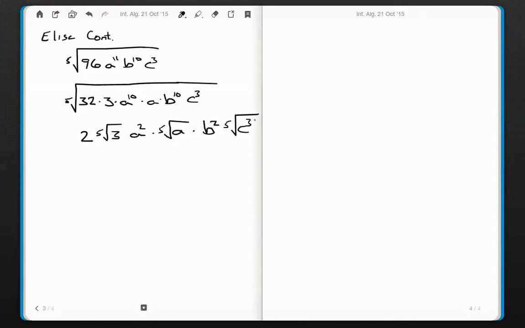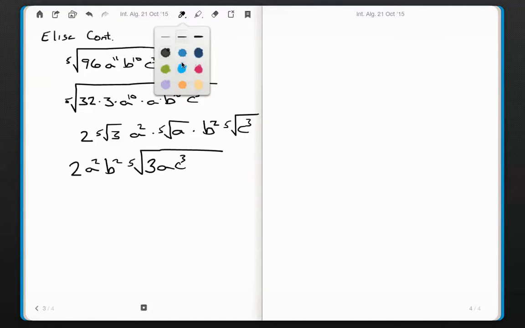Now all the fifth roots that remain, all my leftovers that didn't work nicely, will stay under the radical. And what do I have left outside? I've got a 2, I've got an a squared, a b squared, and then I'm going to be left with the fifth root of what's left here: a 3, a, c cubed.